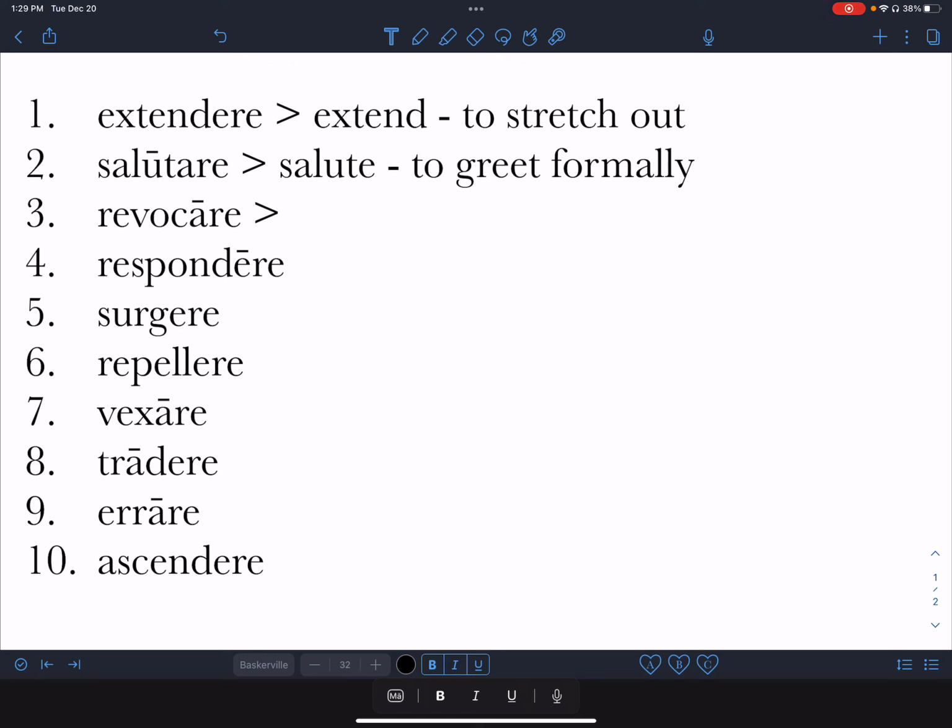Next, revocare. Tiffany Jin. This one goes through a little bit of a change here. If we were to find our stem, we would have revoc, but that C is weird.